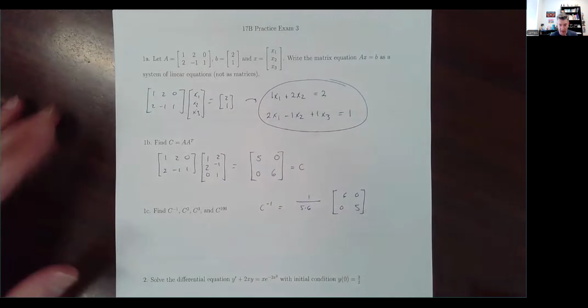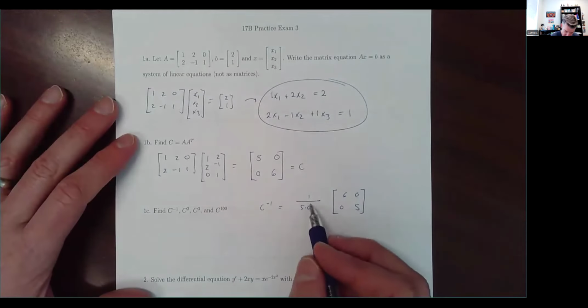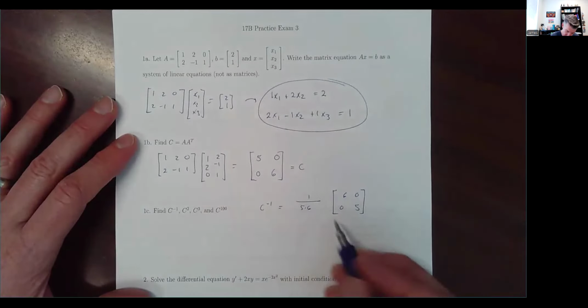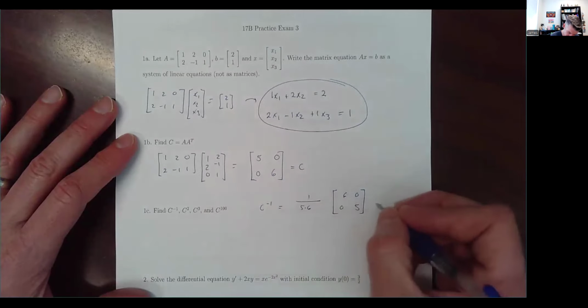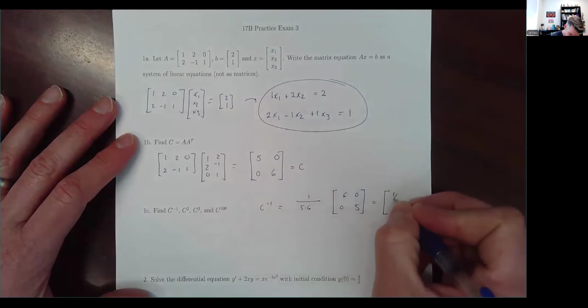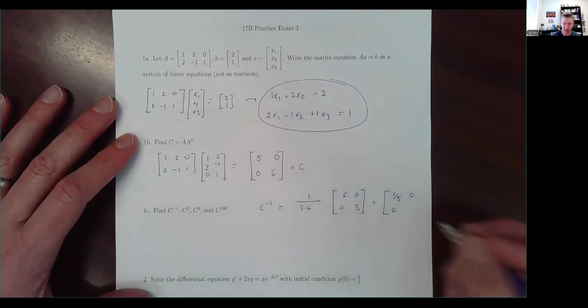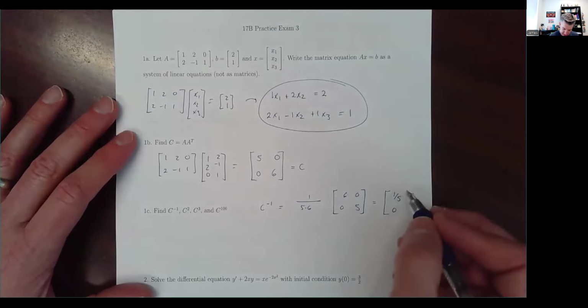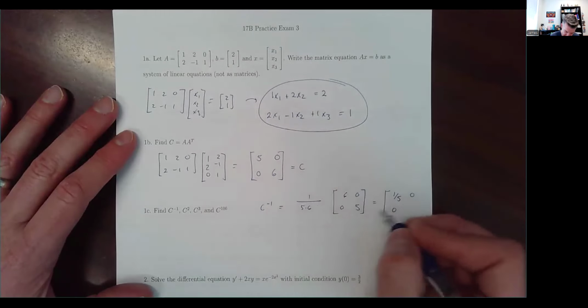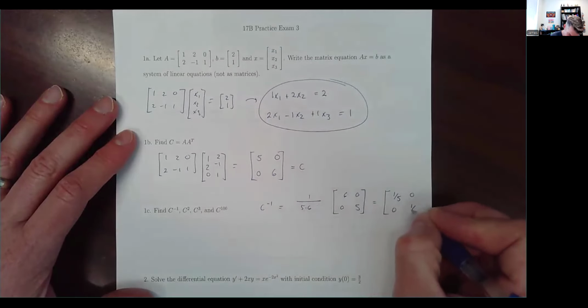And normally I would just leave it like this, but I will point out that if you distribute this 1 over 30 to each of the terms, 6 times 1 over 30 is 1/5. And 5 times 1 over 30 is 1/6.